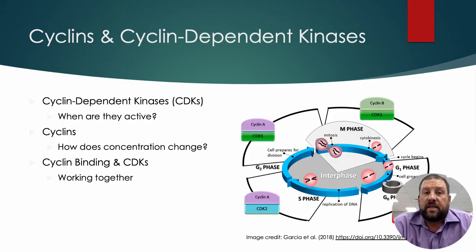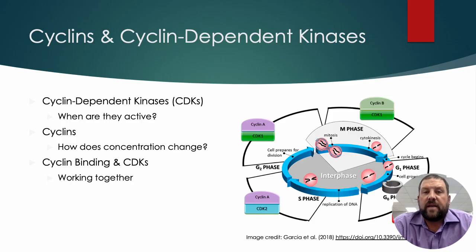Cyclin-dependent kinases, or CDKs, are special enzymes that add phosphate groups to other proteins, a process called phosphorylation. This phosphorylation changes how those proteins behave, essentially turning them on or off. However, CDKs are not always active. On their own, they stay inactive. They only become active when they bind to a partner protein called a cyclin.